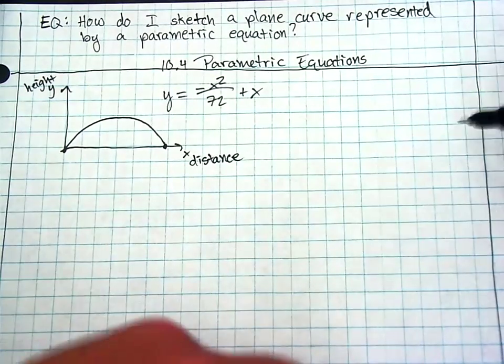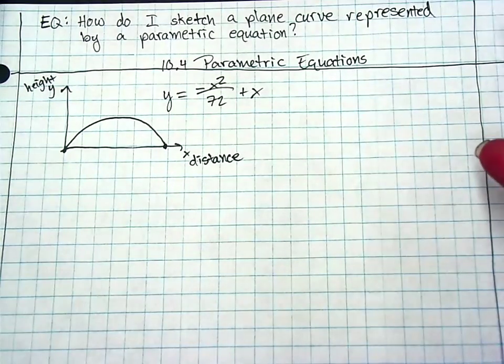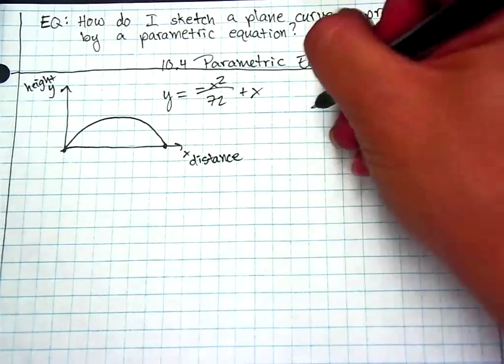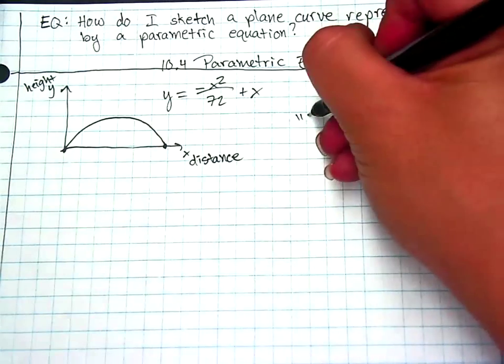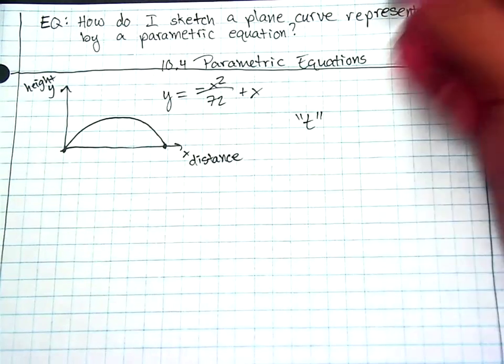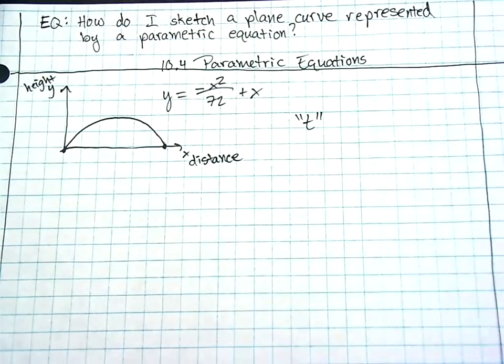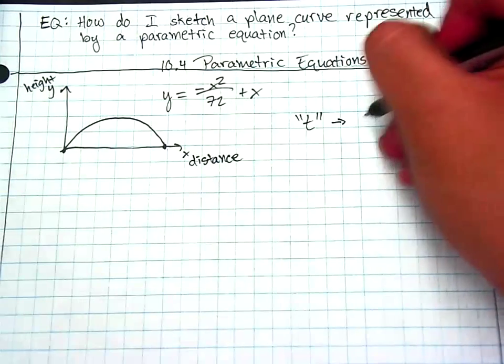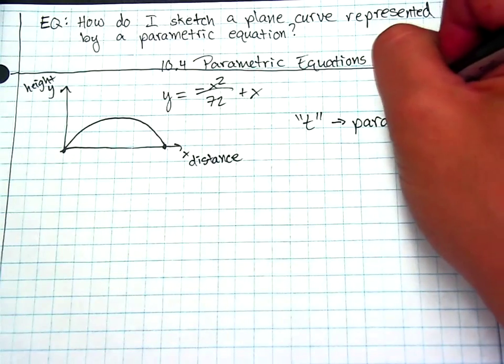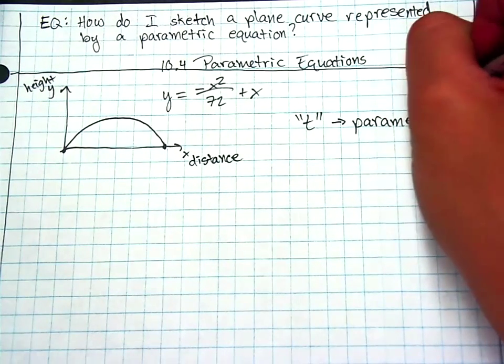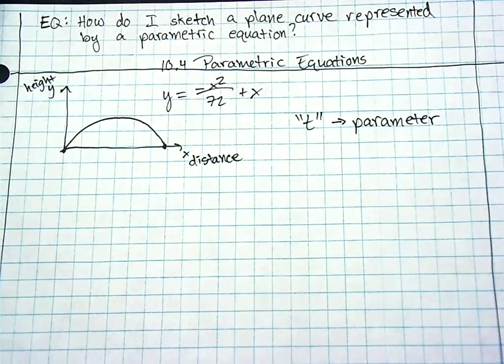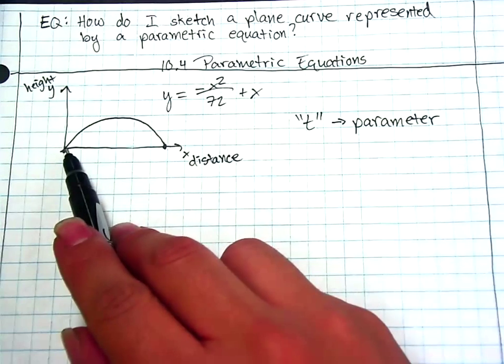However, parametric equations introduce a new variable into this, and that variable will become t. In other words, t is going to stand, for the most part, as time, and this is going to represent something called a parameter. By including t, we're creating this thing called a parametric equation, where now we account for time.